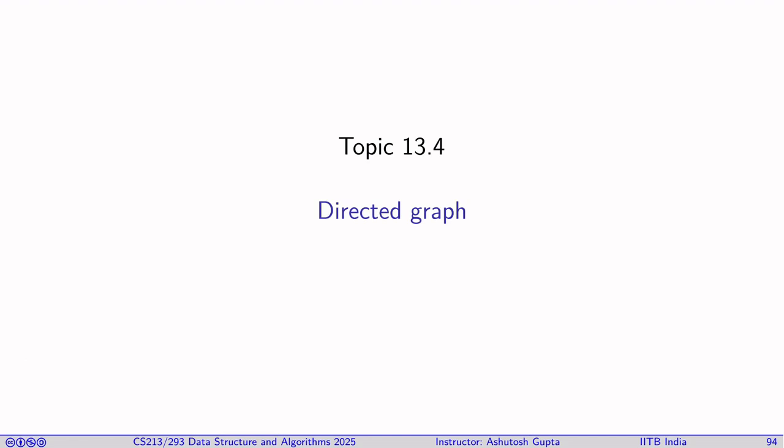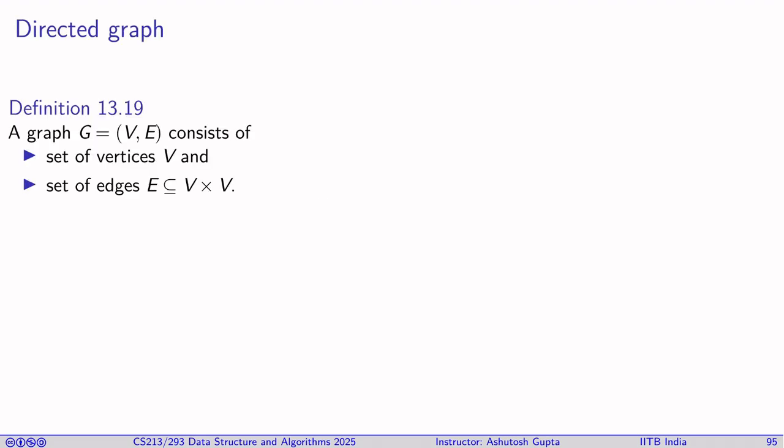Now we are going to discuss a new kind of graph, which is called a directed graph. Again, the definition looks the same. However, now we have changed the definition of edges again. Now edges are not unordered pairs, but ordered pairs, and they are written as E is a subset of V cross V.